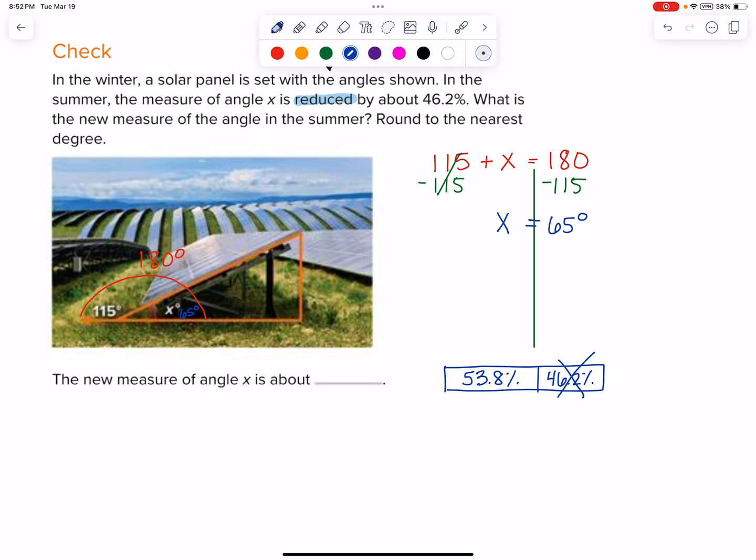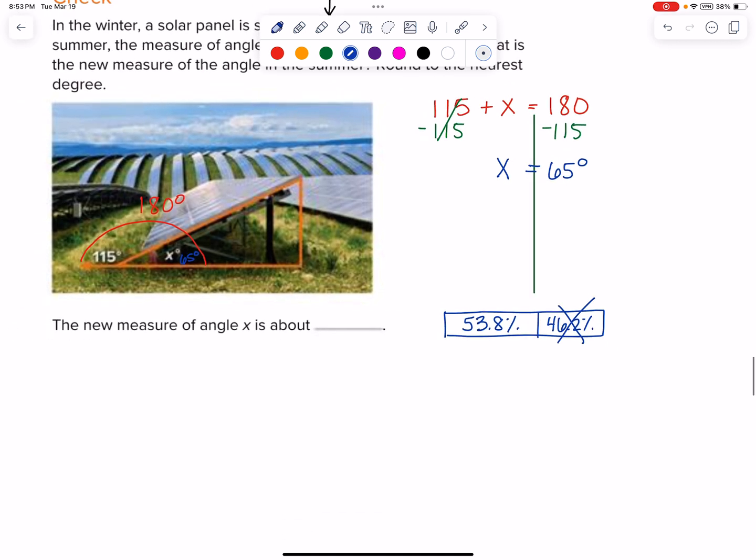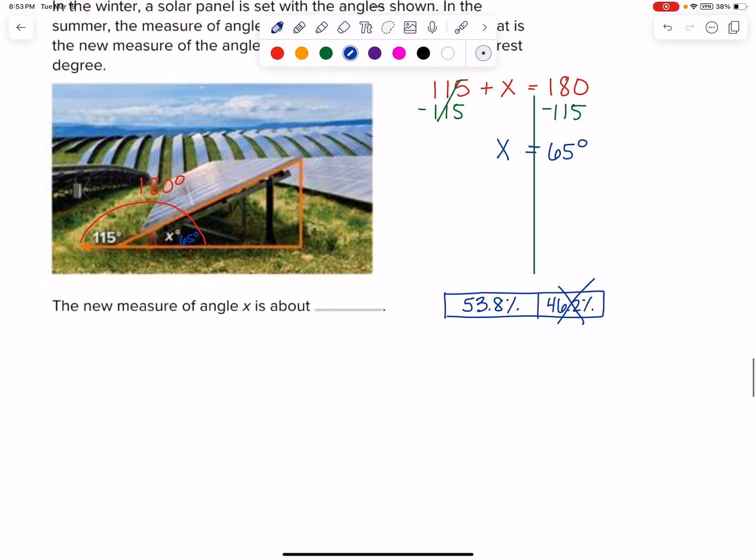So really, if we take away 46.2, we actually want to find what is 53.8. Or you could find 46.2 and then subtract it from 65. But we're going to do the quicker version, which is just finding out what 53.8% is of 65, because that is the new measure. That's our answer. We have a couple ways of doing that. Remember, you could swoop, turn it into a decimal, and do 0.538 times 65.